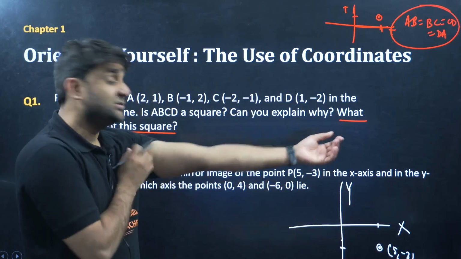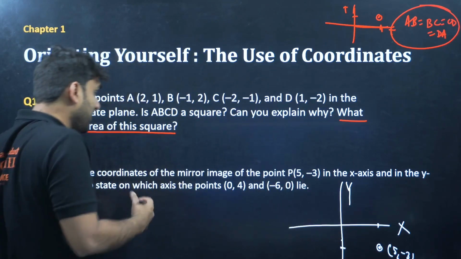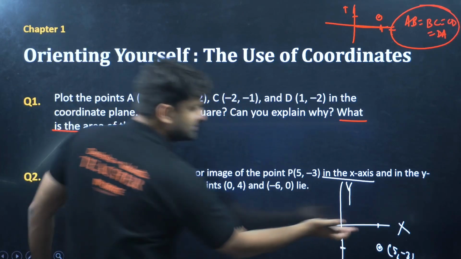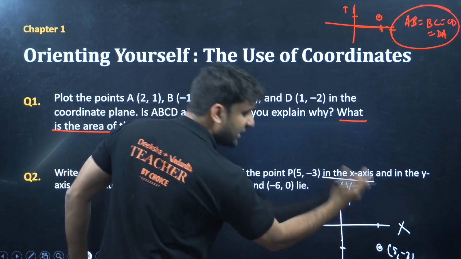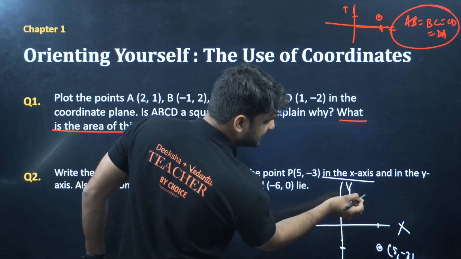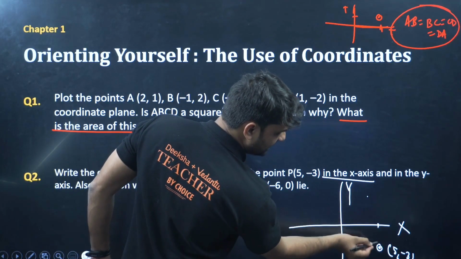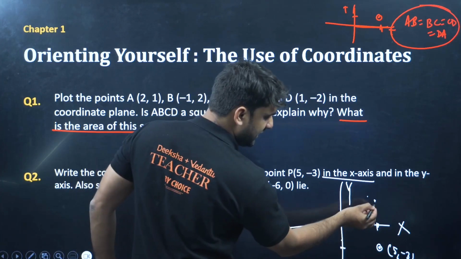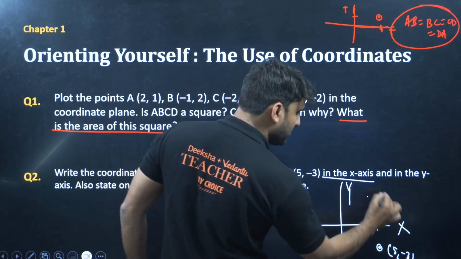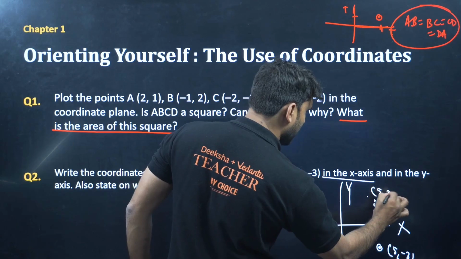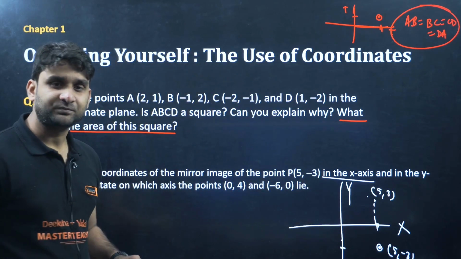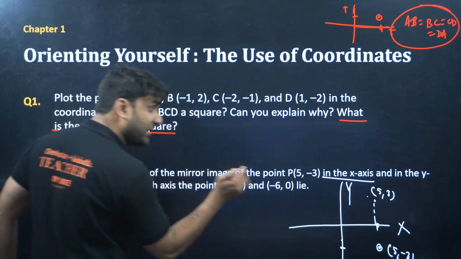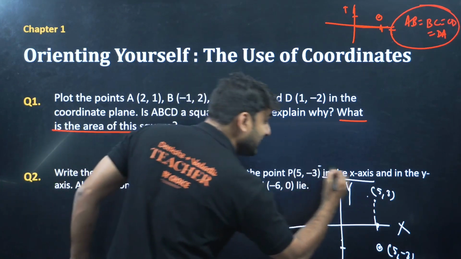Now the question is, what will be the mirror image of this point in the x-axis? Imagine the x-axis is a mirror. So the mirror image of this point along the x-axis will lie somewhere here. The distance here is -3, so this will go to +3. So the mirror image of (5, -3) will become (5, 3). This will be the answer, because the question is, write the coordinates of the mirror image of this point in the x-axis.